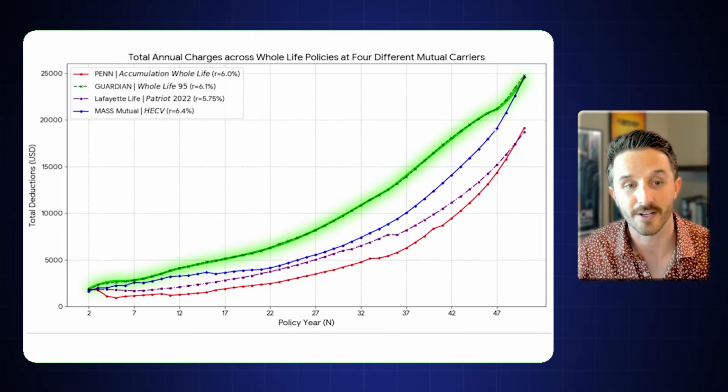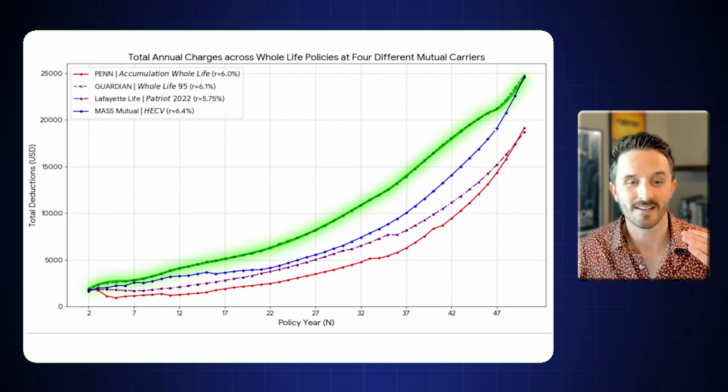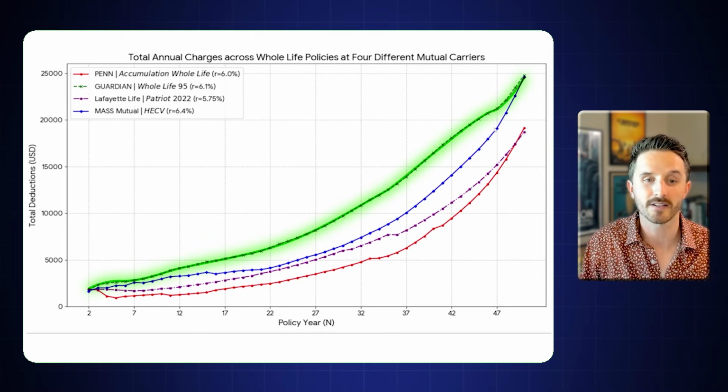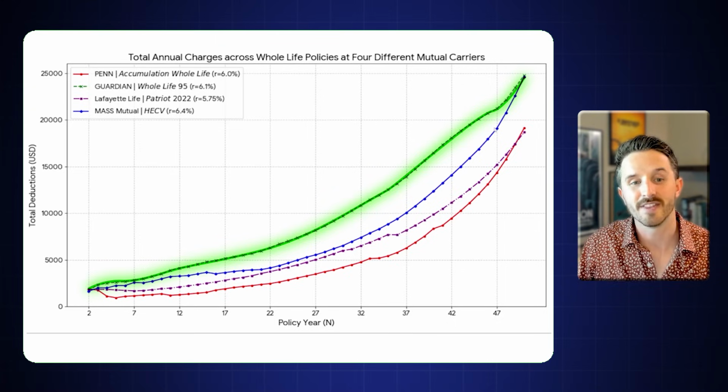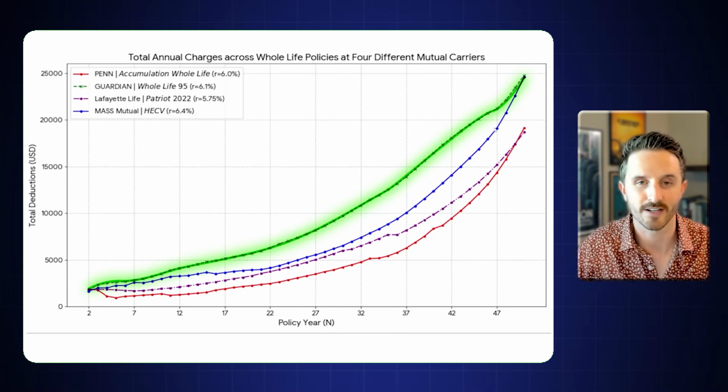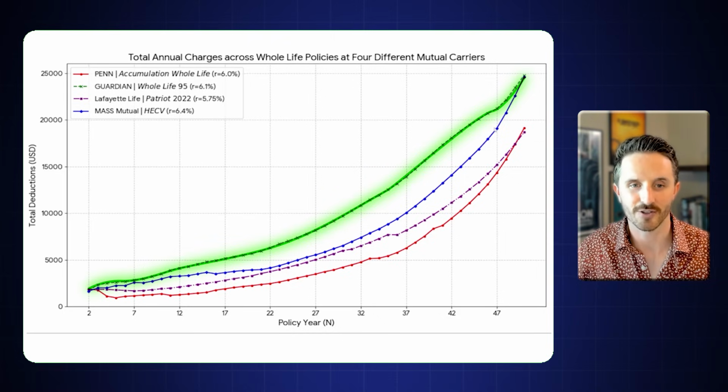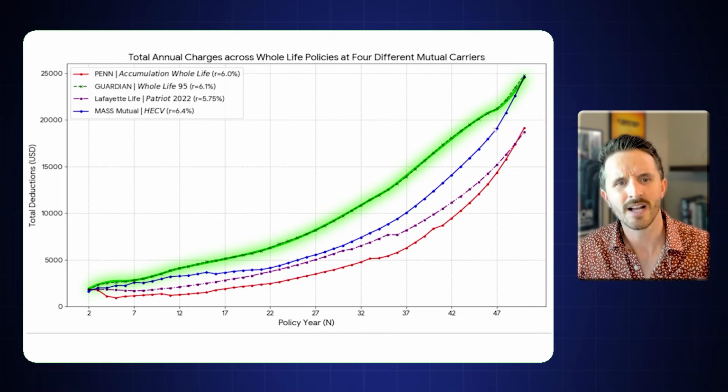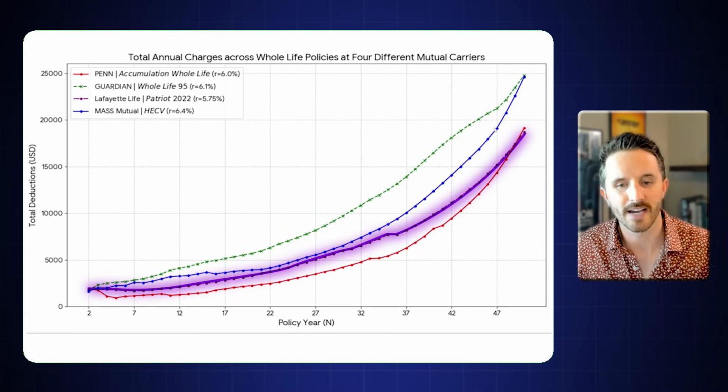Now, Guardian, the green right underneath it, in 2025, this is the same product, which is Whole Life 95, but this is at a lower interest rate in 2025. They actually raised their interest rate a little bit in 2026. So it has a slightly lower dividend interest rate in 2025, but it is still the highest total annual charges across 4 different carriers. Then Lafayette Life in the purple, you see there.